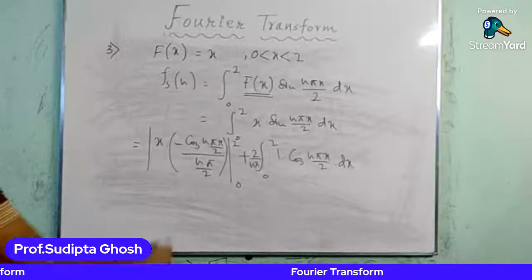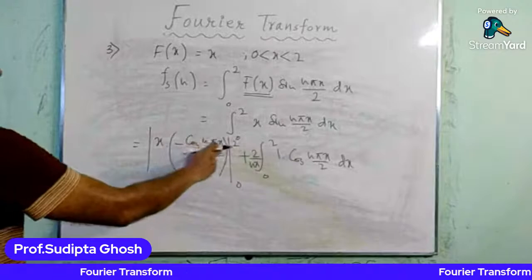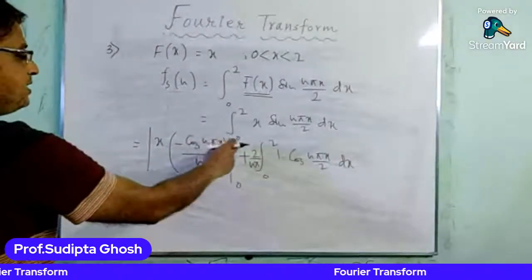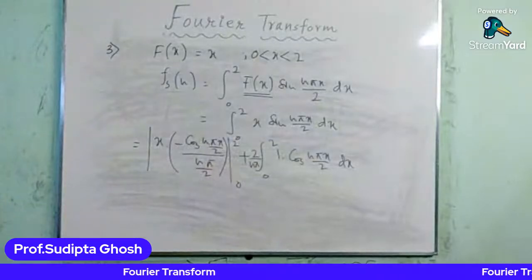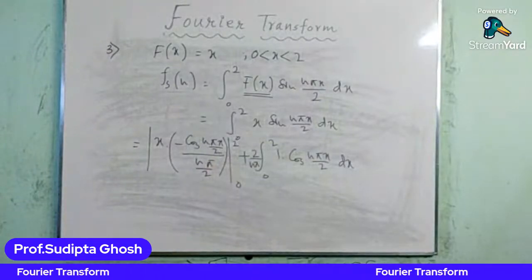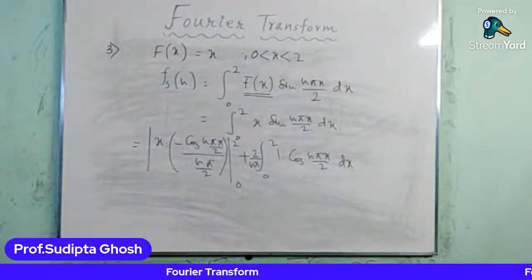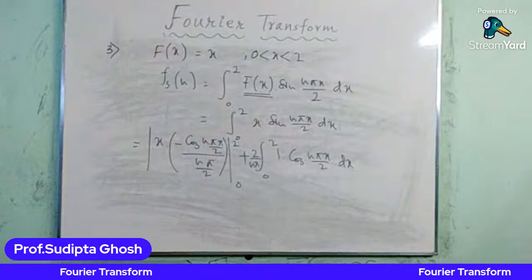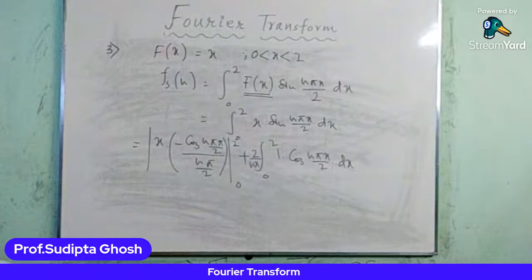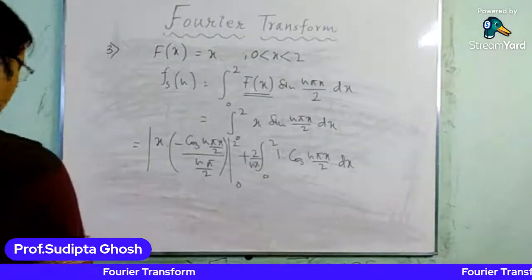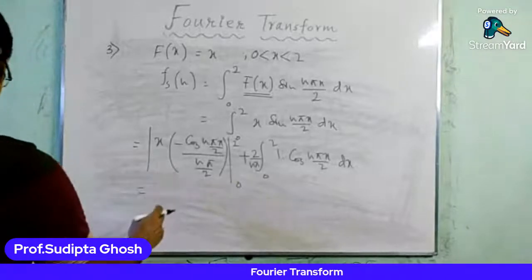So now putting the limit, that is cos of n pi 2 by 2, that is cos of n pi. So cos of n pi, and then the lower limit is 0, and so it should be 0 here. So we have, it should be 2x by n pi.